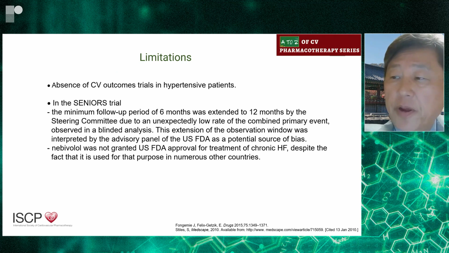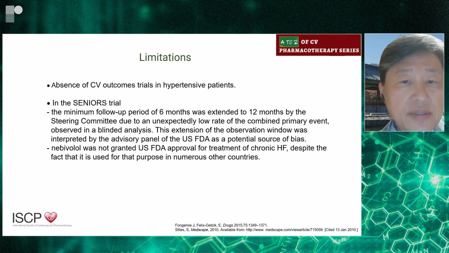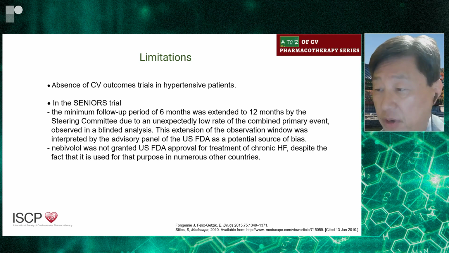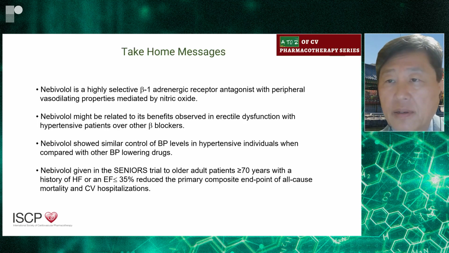The limitations in interpreting nebivolol trial data come from the absence of a CV outcome trial in hypertensive patients. In the SENIORS trial, the minimum follow-up period of 6 months was extended to 12 months by the steering committee due to unexpectedly low rates of the combined primary events observed in the blinded analysis. This extension of the observation window was interpreted by the advisory panel of the US FDA as a potential source of bias. Nebivolol was not granted US FDA approval for treatment of chronic heart failure, despite the fact that it is used for this purpose in numerous other countries. It depends on the regulatory policy of the country.